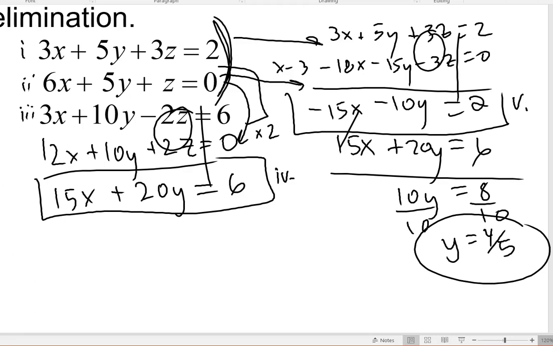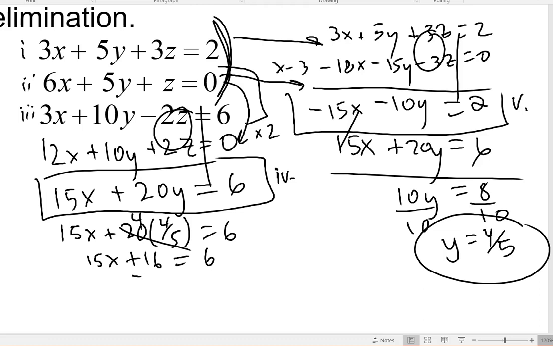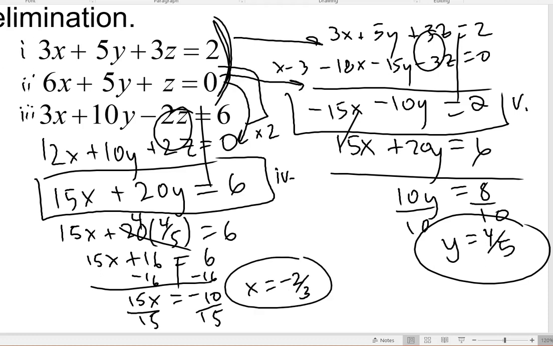This is not our final answer, right? We've done most of the work. I need to take that 4/5 and plug it into one of our new equations. I'm going to choose the one that's positive. So how about 15x plus 20 times 4/5 equals 6. That becomes 15x plus 16 is equal to 6. Subtracting, 15x is equal to negative 10. Do not leave that as negative 10 over 15. X is equal to negative 2/3.